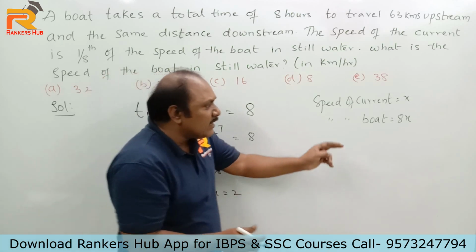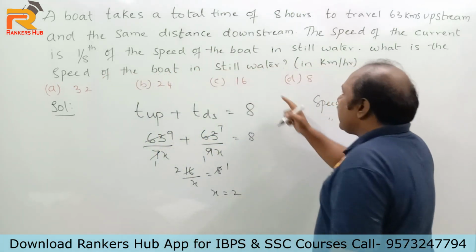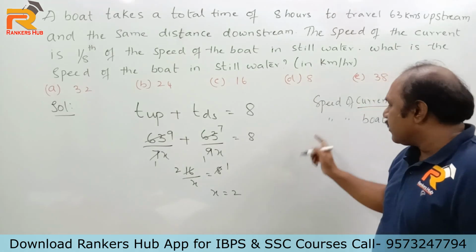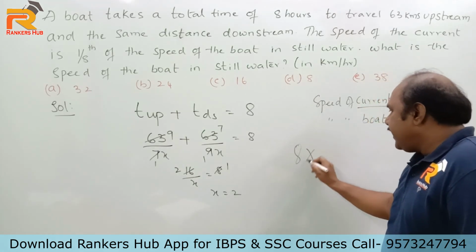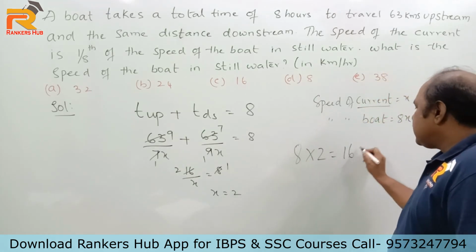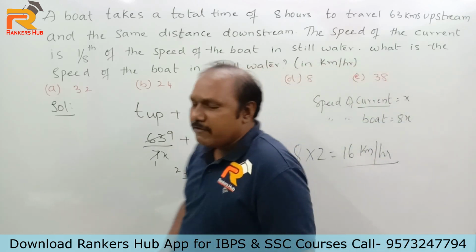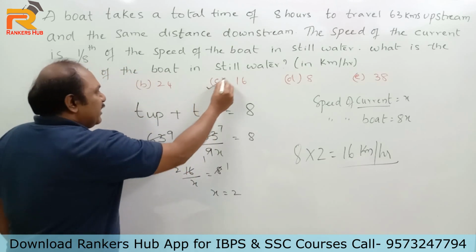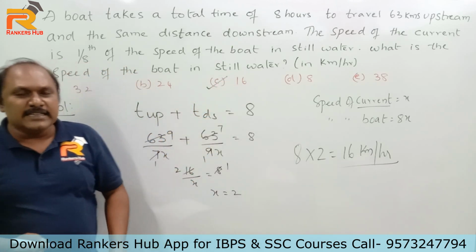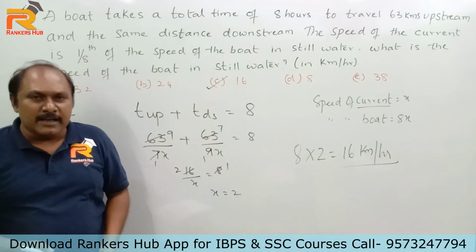But what is x here? It is the speed of the current. But we are asked to find the speed of the boat in still water, which is 8x. So 8 into 2, which is 16 kilometers per hour. So the speed of the boat in still water will be equal to 16 kilometers per hour. So the answer for this question is 16 kilometers per hour.